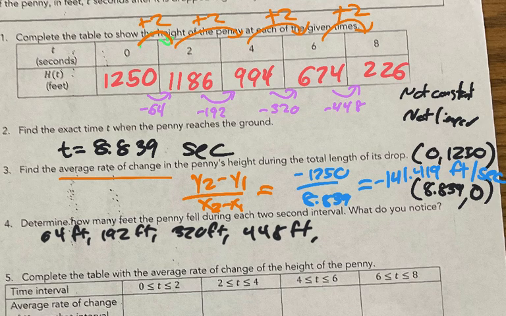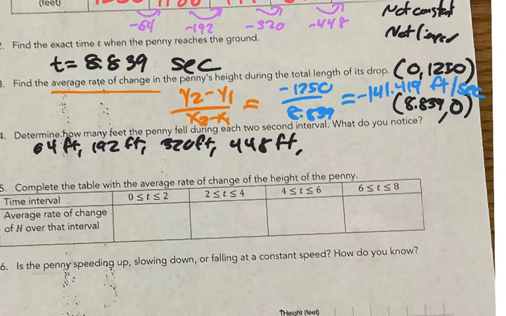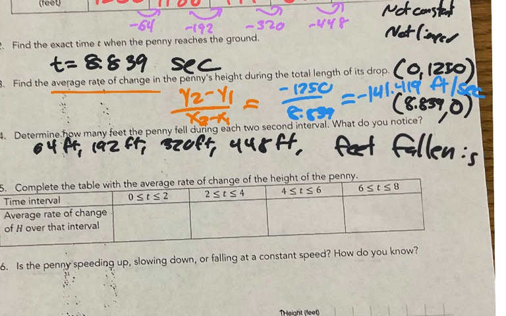Everybody's good with this? So, what do you notice? They want you to notice the number of feet fallen. So, feet fallen is increasing, which for us means it's not constant. And if it's not constant, that means it's not a line, which I already showed you by graphing it.